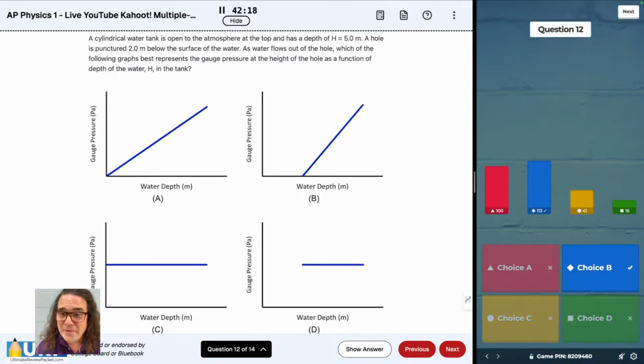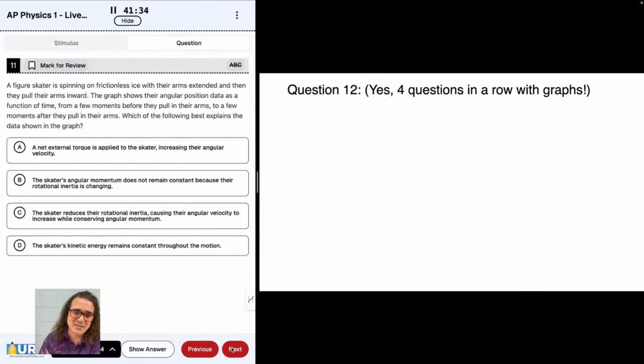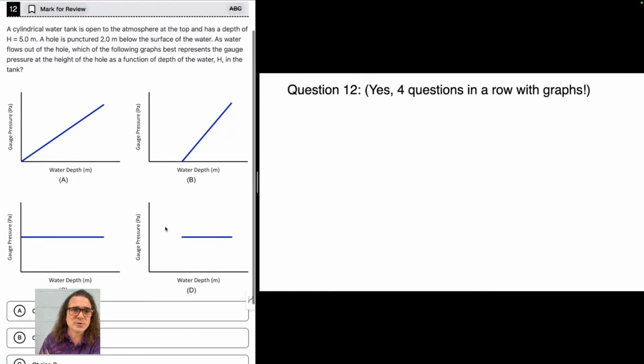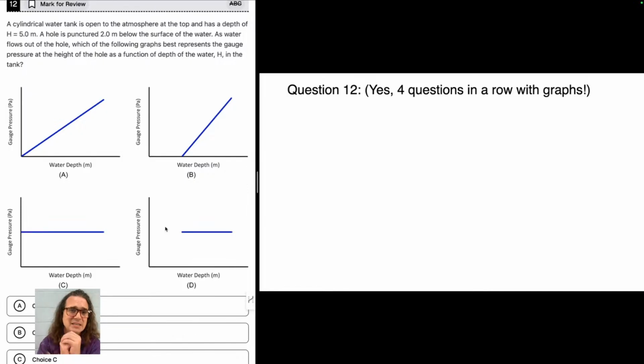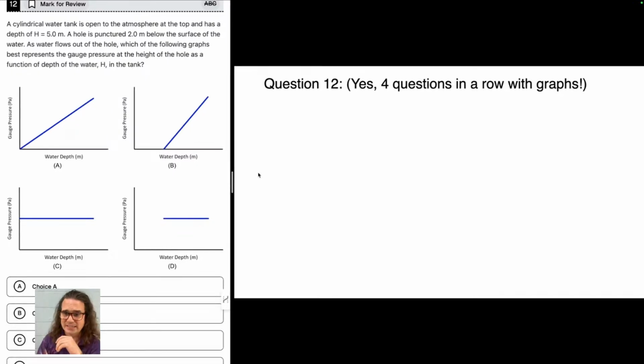All right. The correct answer choice is B. Let's take a look at why that is. So, first off, realize this is the fourth question in a row with graphs in it. So, yes, you should expect to see a lot of graphs on the AP exam. Just realize it. You're going to see a lot.